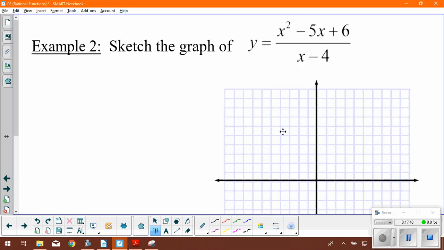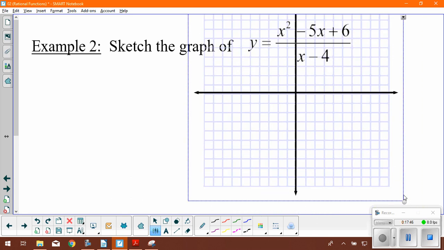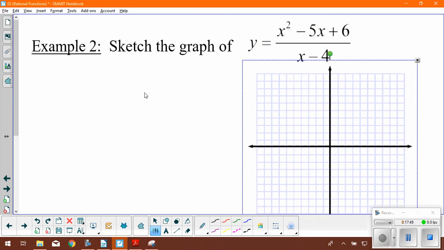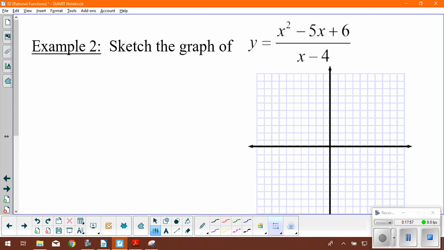Okay, so let's try it out. Now we're going to sketch the graph of x squared minus 5x plus 6 over x minus 4. So we'll start with our vertical asymptote. Generally speaking, we said that's the roots from the denominator. So we would have it at 4. Now the horizontal asymptote. That does not exist here. I should say NA there.